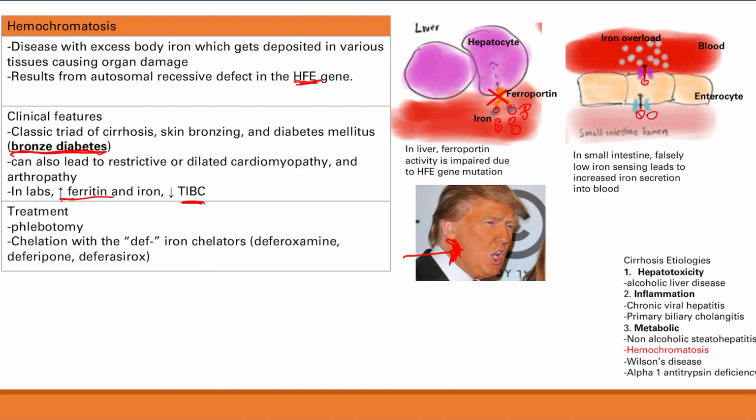The other thing you can do is chelation, and the medications you use are the ones that start with DEF, iron chelators. So they bind to iron and help you excrete it. So deferoxamine, deferiprone, deferasirox. If it starts with a DEF, it's probably an iron chelator.